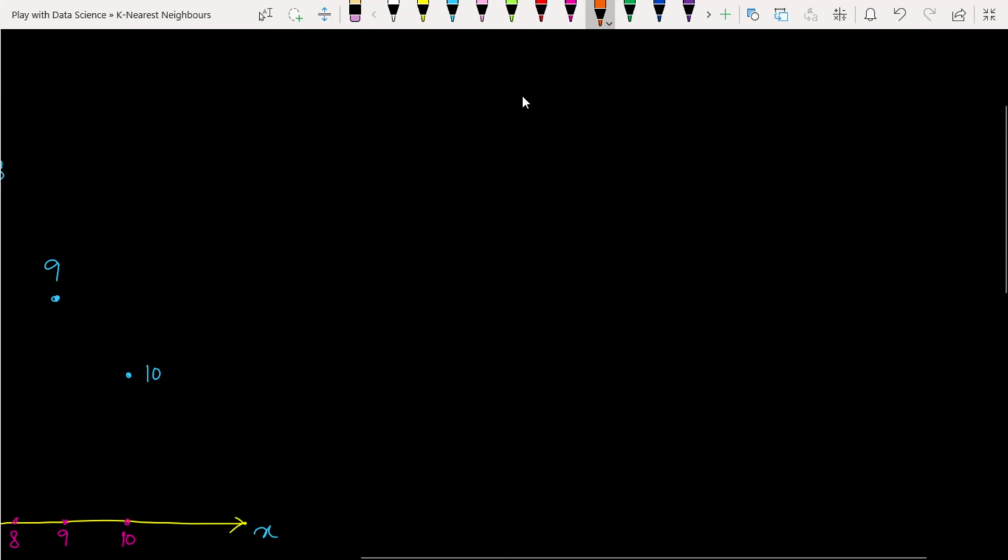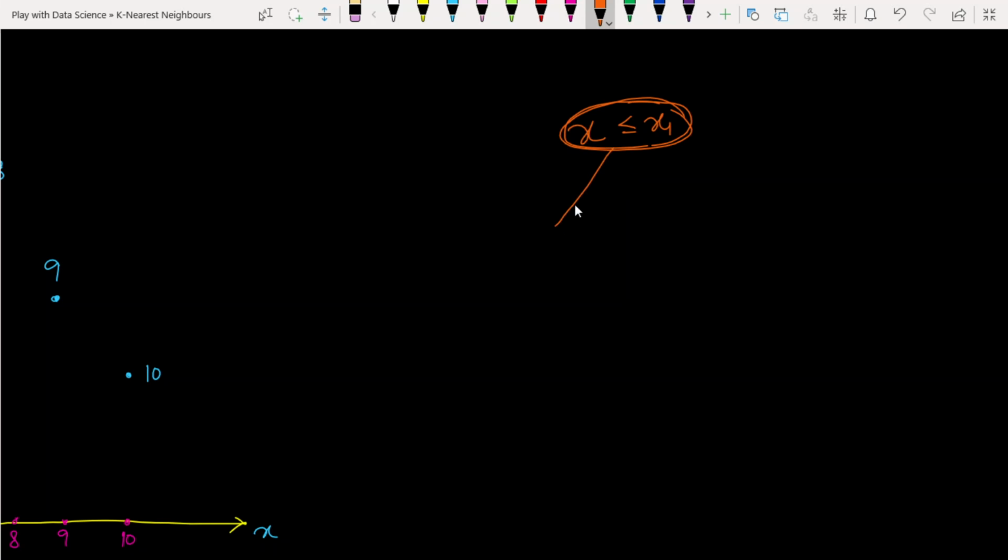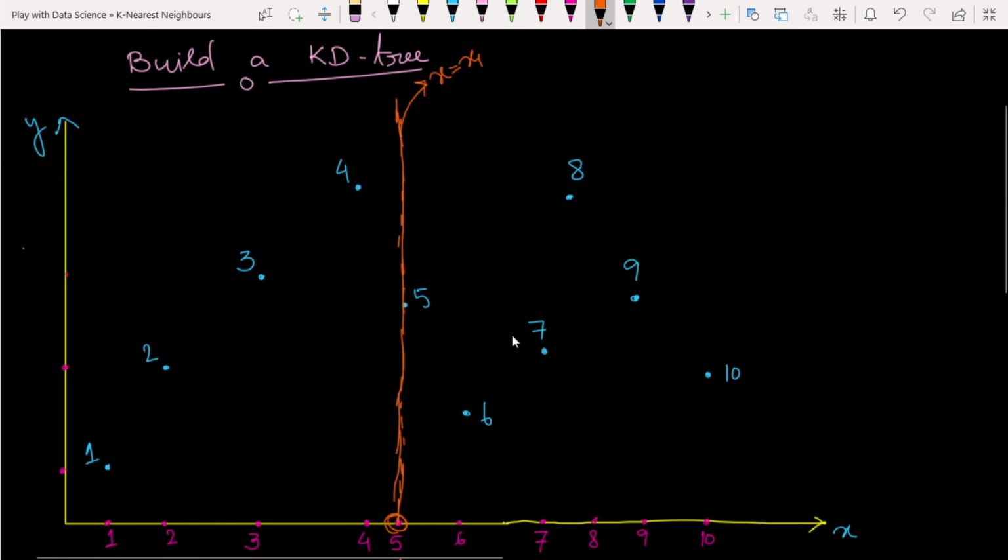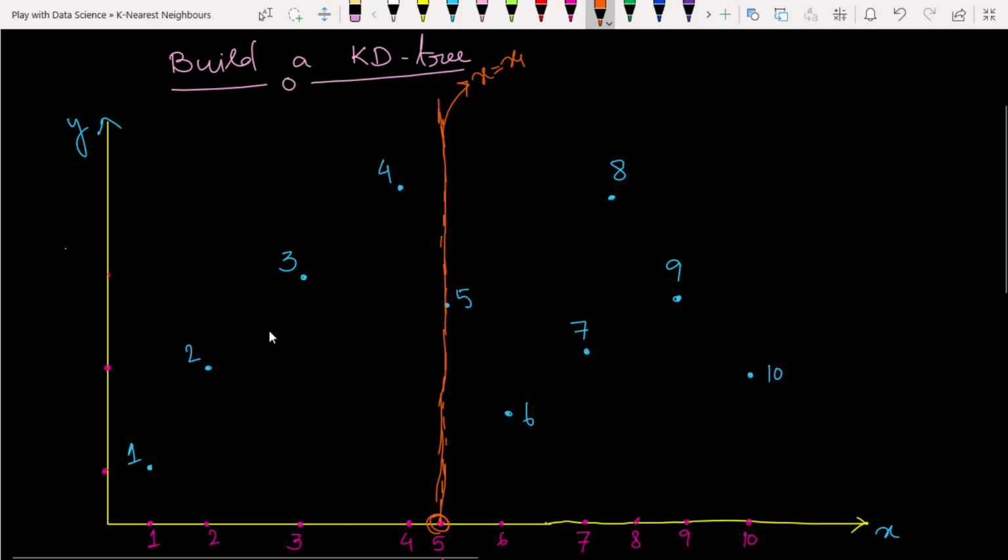So let's write down one by one. First I make a condition: x1 less than or equal to x1. This is the first condition we have to decide. If this is yes, then it will be the left side of the x1 splitting plane, and if no, then it will be the right side.